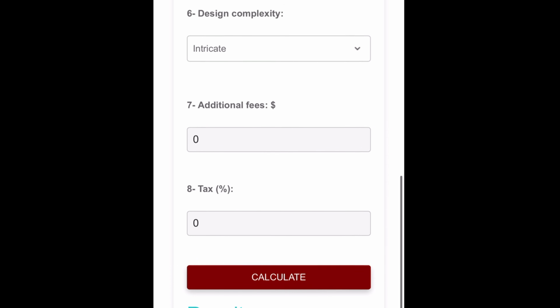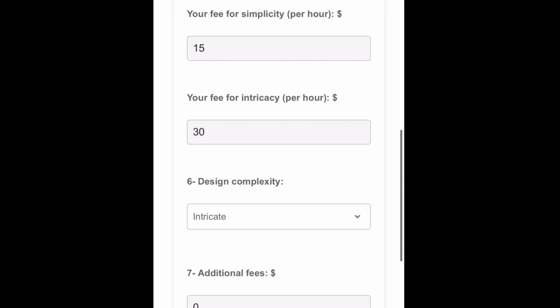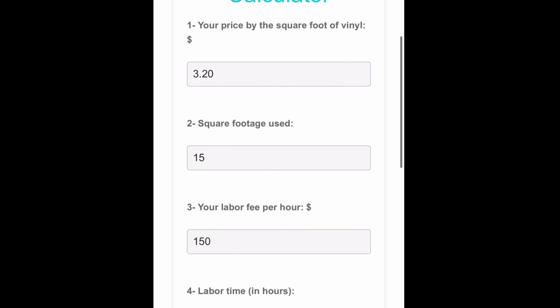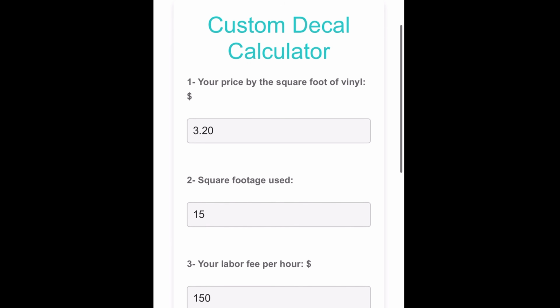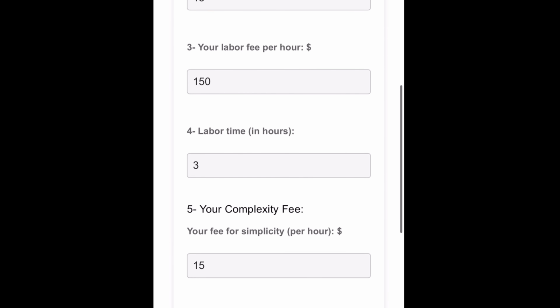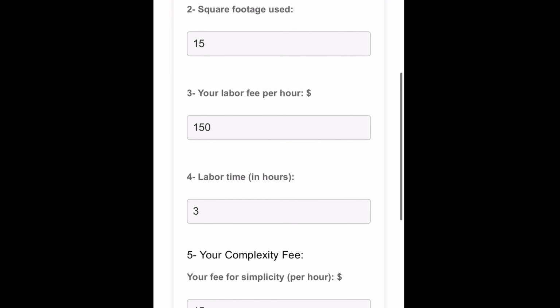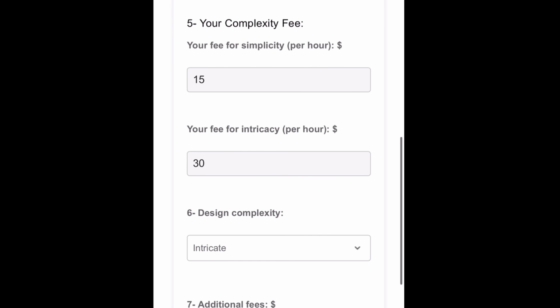Because if you're going to do a complicated project, even though it's the same square footage, it's the same project, it's going to be more difficult, the labor time is going to increase, and the difficulty for you is also going to increase. So we encourage you to charge for difficult projects. So that is why we do it this way.